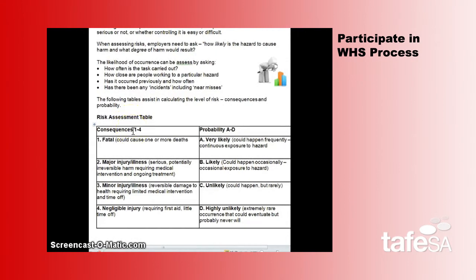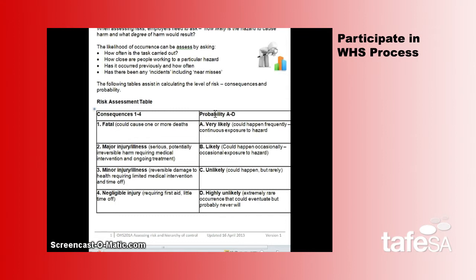Firstly, we would look at the consequences. Could this activity, that is someone standing on a stool with books on it, be a fatal consequence? Or could it result in a major injury or illness, such as physical harm, requiring medical intervention and ongoing treatment? Or alternatively, would it be a minor injury or illness, or negligible injury? In this case, we would probably select that it could result in a major injury or illness. That is, if the person was to fall off the stool, they could require medical intervention and ongoing treatment.